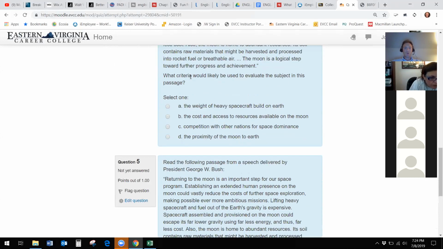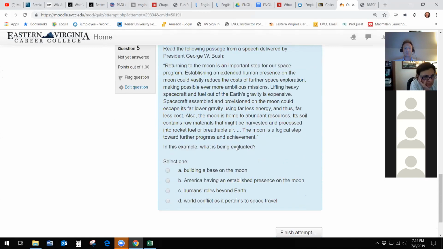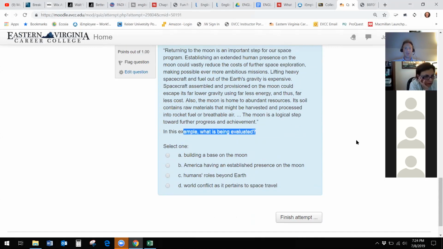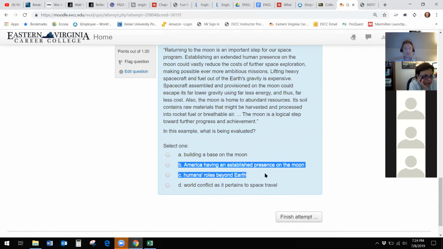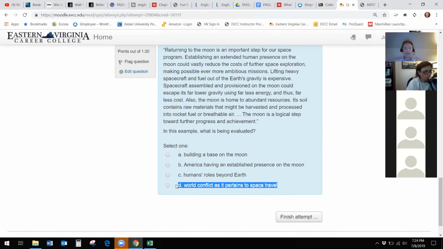So what criteria is he using? He's using cost and access here. What is being evaluated? Building a base on the moon. That's right, exactly. So it's not about America's presence so much. It's not about humans' role beyond Earth, although that's mentioned. It's not about world conflict as it pertains to space travel. It is about building a base. Is this a good idea or not?